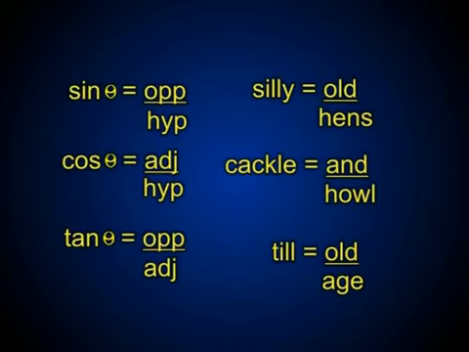One way that I learned to memorize this was at school, where I learned this rhyme: silly old hens cackle and howl till old age. You are welcome to learn any rhyme you need to, or just learn it as is, but always remember that sine is opposite over hypotenuse, cos is adjacent over hypotenuse, and tan is opposite over adjacent.